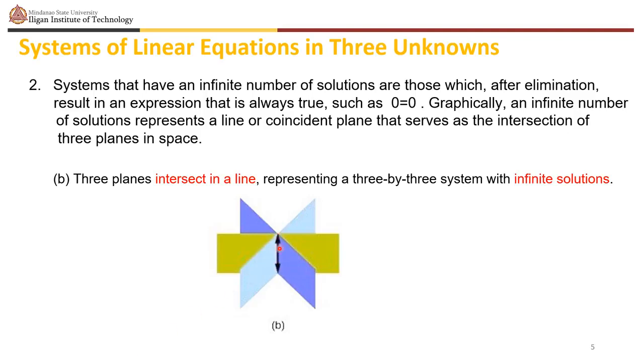So notice that the intersection is actually a line. So we have the first plane colored violet here, the second plane is colored blue, and the third plane is colored green.